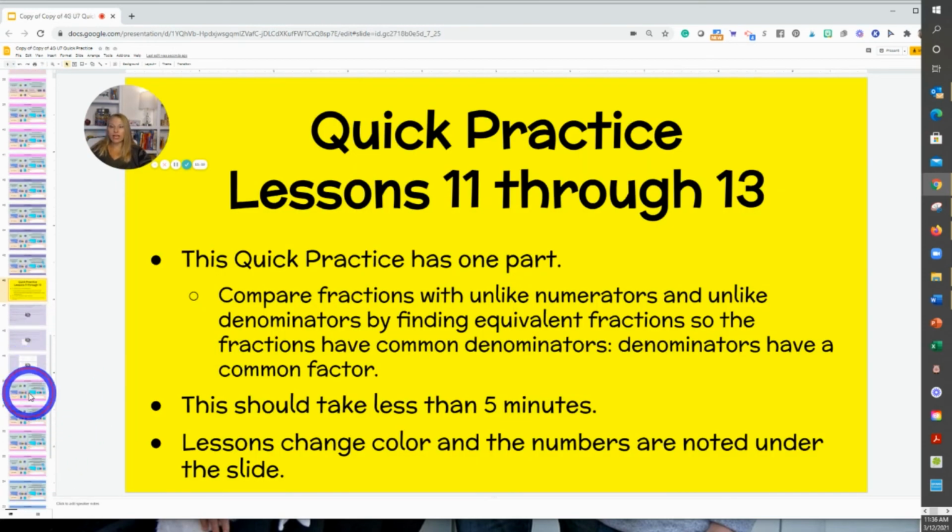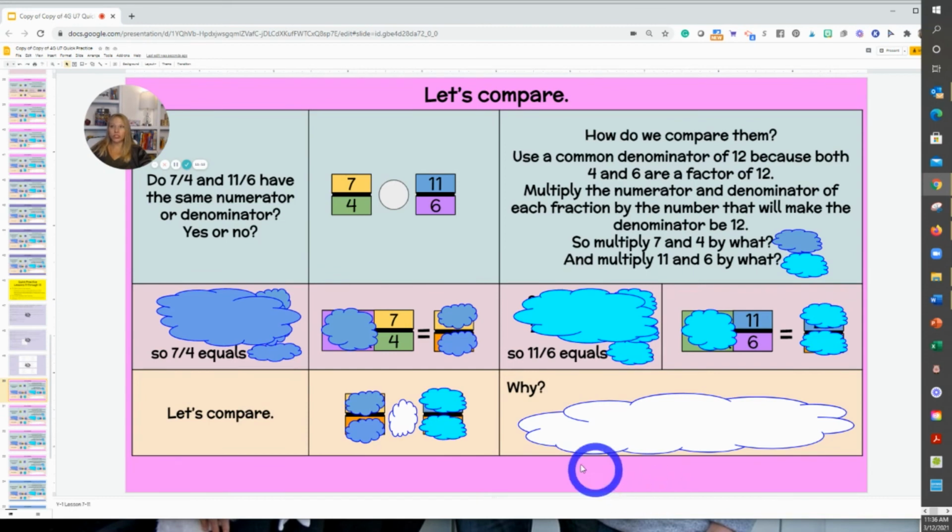Then you get to 11 through 13. So let's notice what changes. Let's compare. Do 7/4 and 11/6 have the same numerator or denominator? No. So I can ask some other questions. Is one a factor of the other? No. So how do we compare them? Use a common denominator. Now we're going to find a common multiple of these two numbers. Boys and girls, what's the common multiple of 4 and 6? Class, 12. So we're going to multiply both of these in order to get 12.